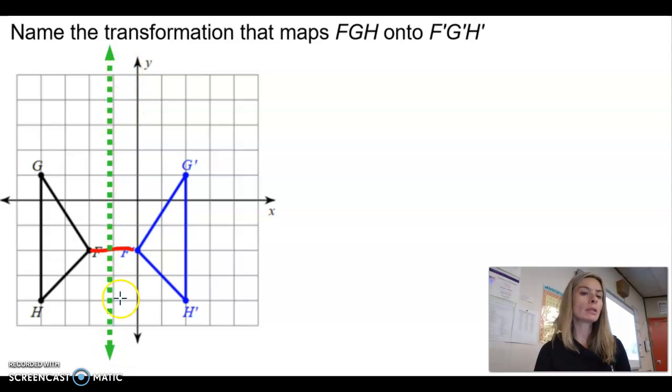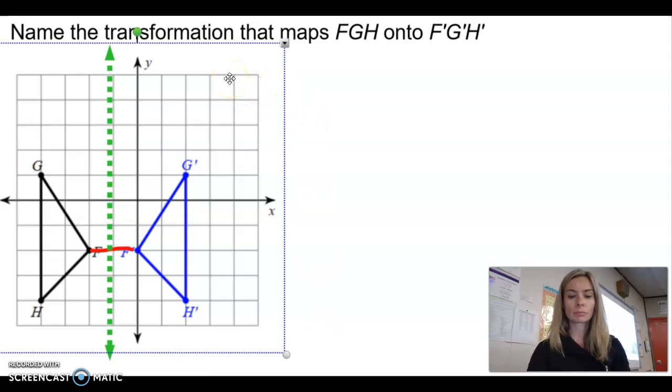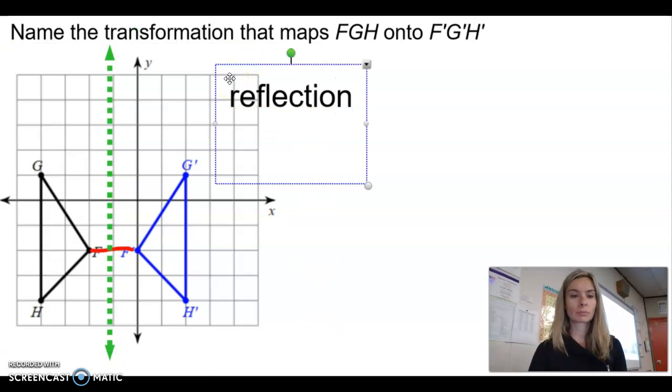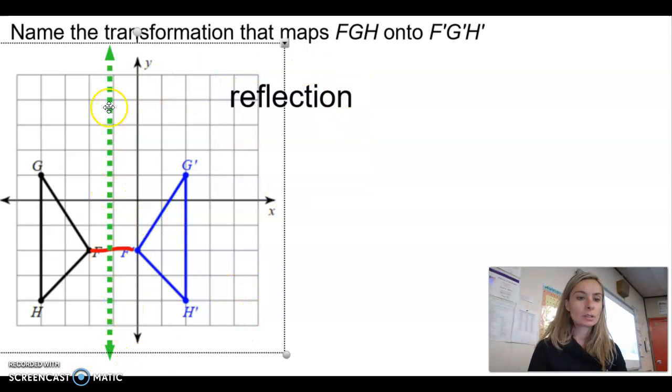Would you be able to identify what line this is? What would be the equation of the line? The green line is x equals -1. If you count from the origin, you go 1 to the left.